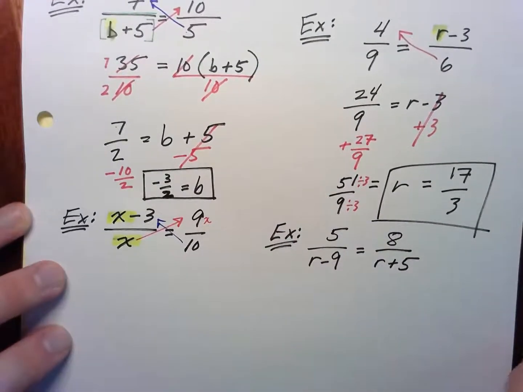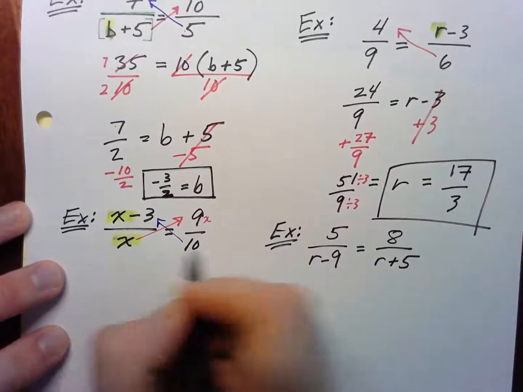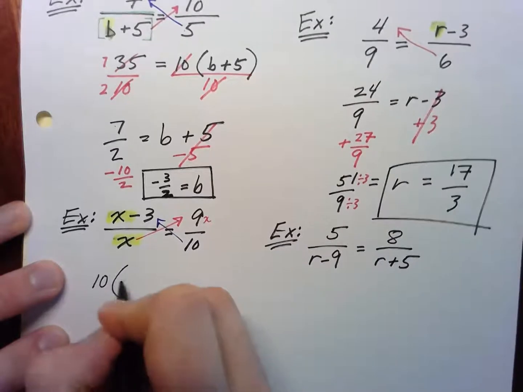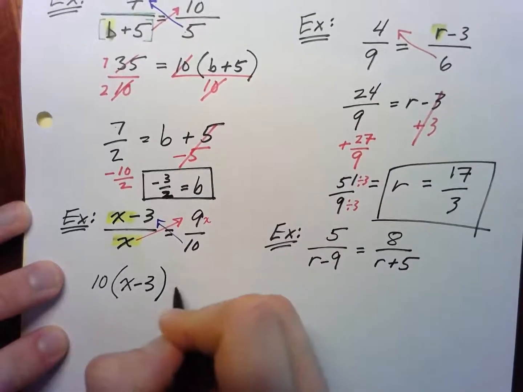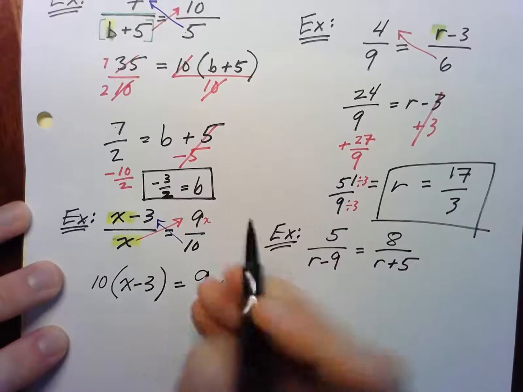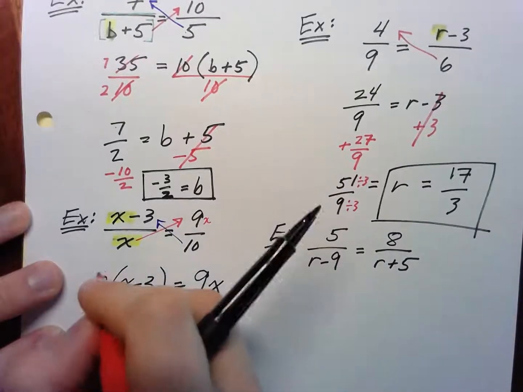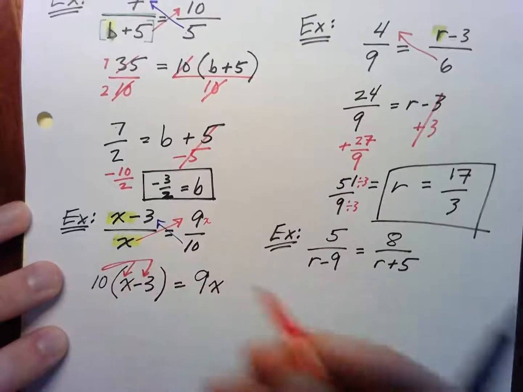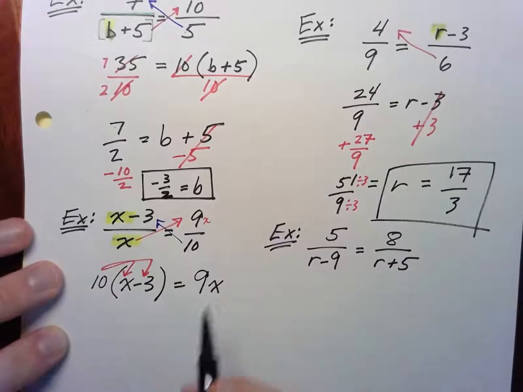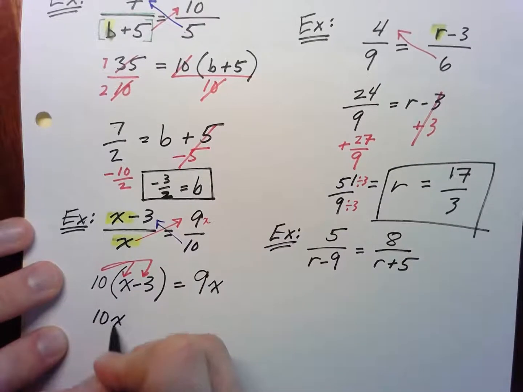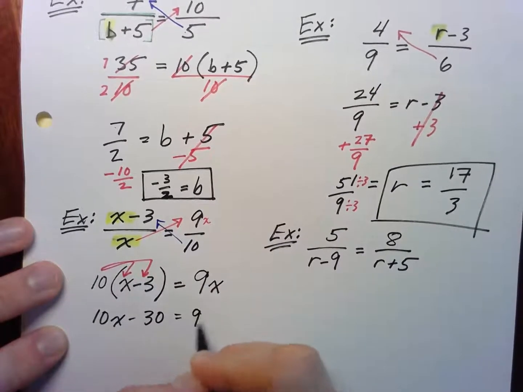Excuse me for hitting the camera there. So here we're going to have 10 times x minus 3 equals 9x. And be sure that you realize that I have to distribute here and here. Okay? That's why we're doing it that way. So 10x minus 30 equals 9x.